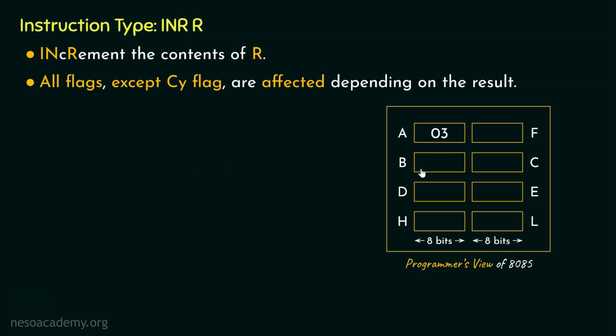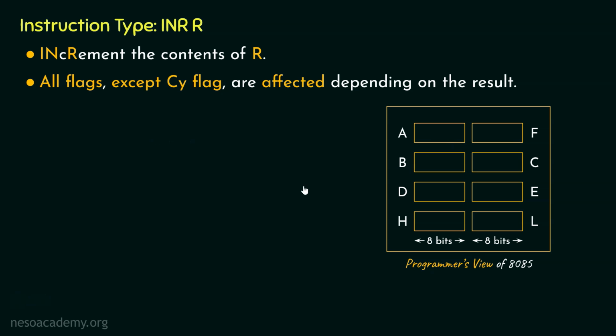Say we have got the value 03 inside the accumulator. Now if we execute the instruction INR A, the content within the accumulator register, which is currently 03, will then become 04. In other words, the content within the accumulator register was added with 1, or incremented by 1, and then the result was stored inside that accumulator register.